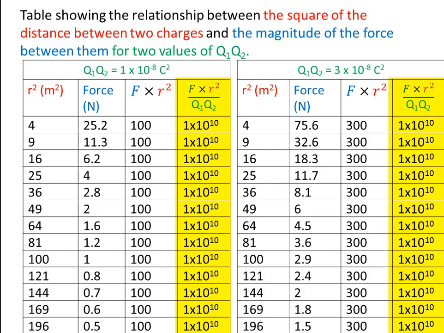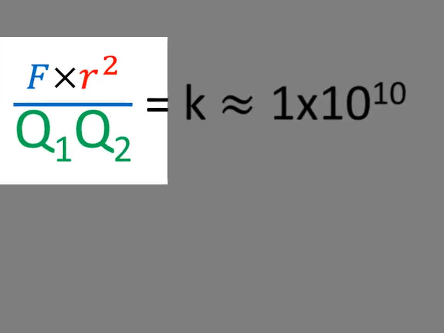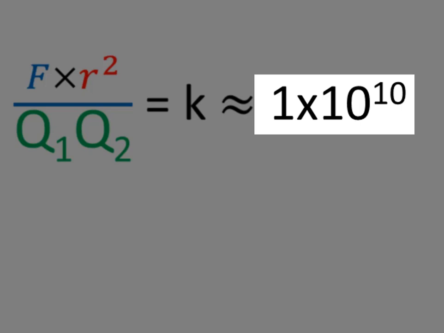And we could go and do it for more than just these two contexts. Get many different contexts of Q1 times Q2 and vary R squared, measure the force, multiply force by R squared and divide by Q1, Q2, and we will get the same constant in all cases. Now remember, we do have a lot of experimental error in this particular simulation we're using. So we have found that the constant you get when you multiply force by R squared and divide it by Q1, Q2 is equal to 1 times 10 to the power 10.